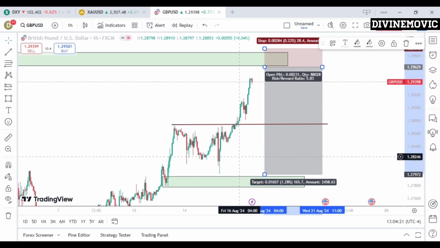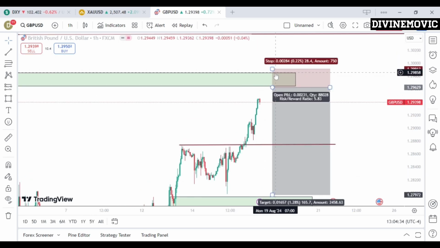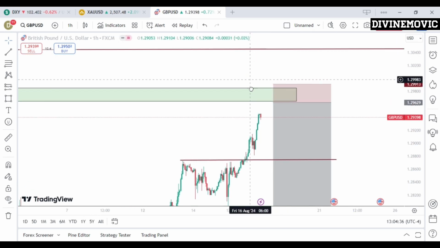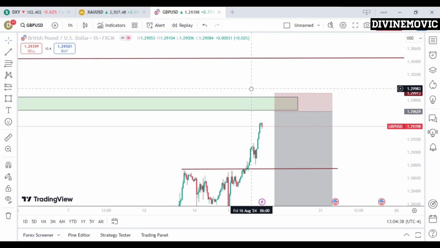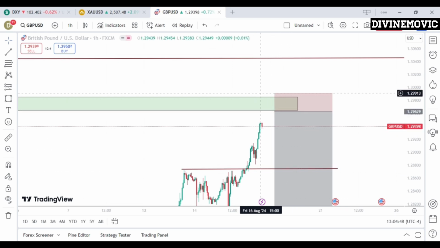So my analysis on GBPUSD is simply to wait for price to open and give me a particular reaction, then I'll follow what price is going to do next. But if price fails to respect this supply zone here and possibly breaks above the supply zone, then I'm going to look for buys to the upside. So two things are involved. If price opens tomorrow and buys to this point and gives me a change of character, then I'm looking for sells to the downside. But if price fails to give me a change of character, then I'm looking for buys from this level here.